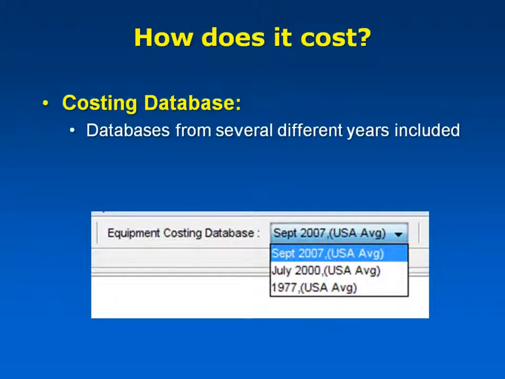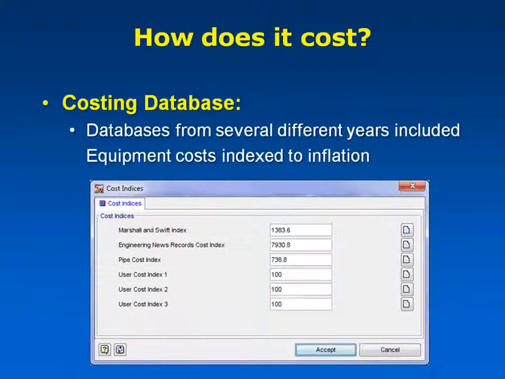The costing databases that are included in GPS-X have been updated a number of times over the years, and actually we're in the process of updating it for 2011 right now. Each of these costs is indexed so that you can move backwards and forwards through time nicely. And so we use the indexing here, and you can enter in whatever the current values are to bring the associated costs up to the present.